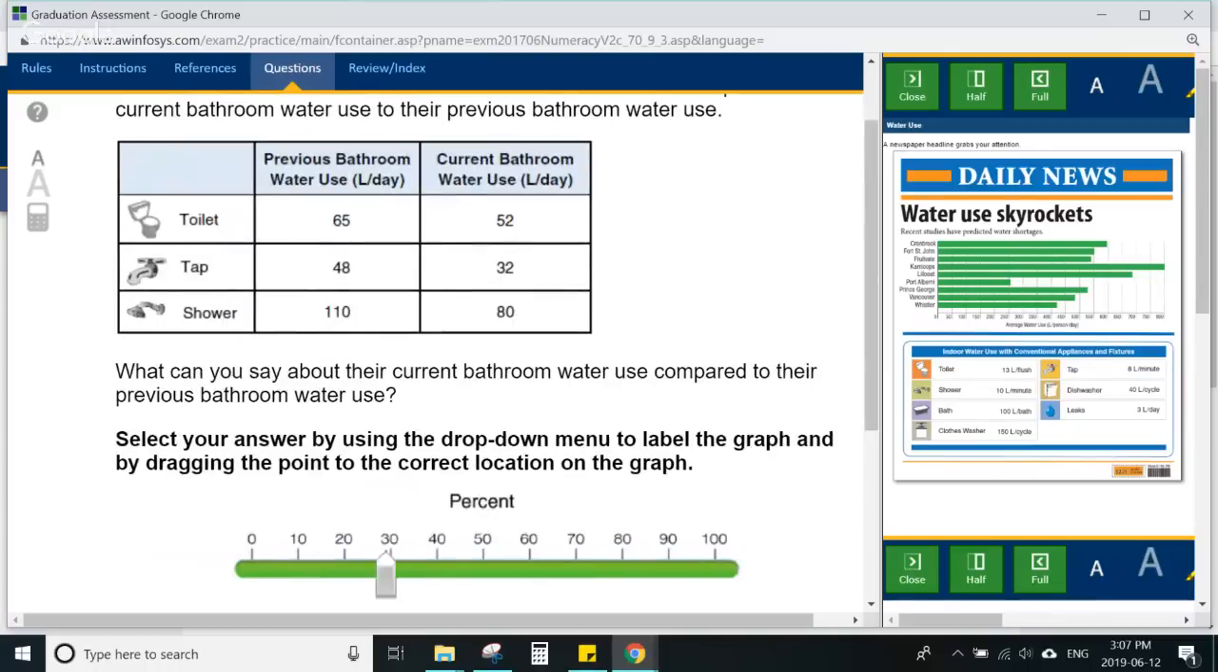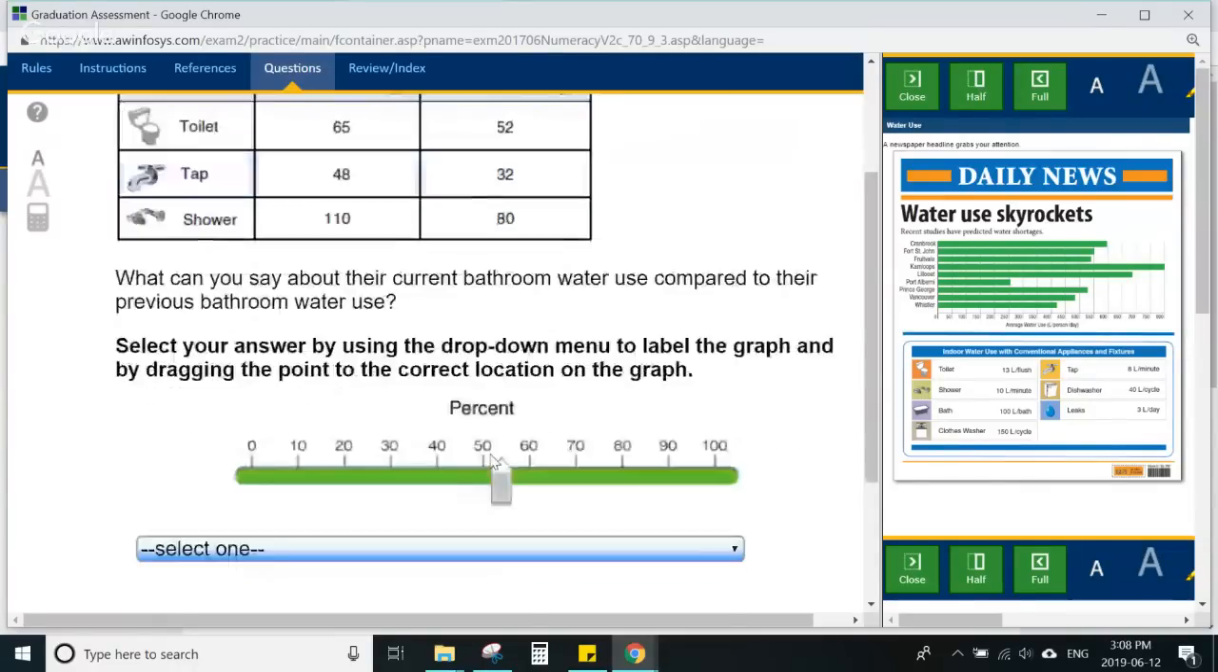Now, we can use this percent bar here to enter our answer. There's actually a range of possible answers here. The acceptable range is between 20 and 30, or 70 and 80. Okay, and that's depending on if you're saying it's a percent increase or a percent decrease or percent of the original.